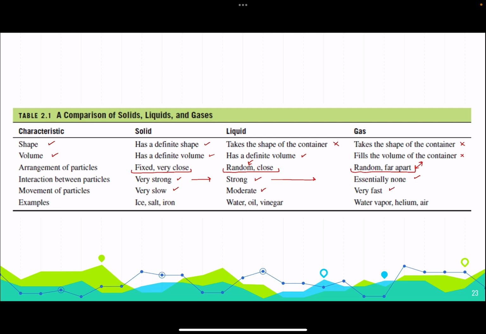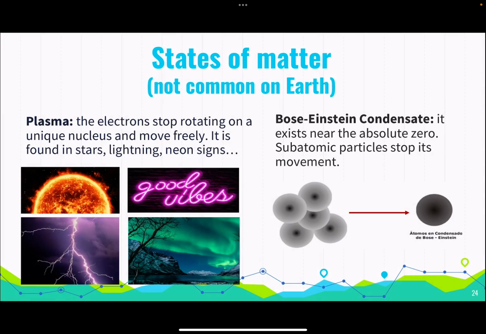And what are some examples? For example, in a solid, we have ice that we saw on our first slide. We have salt crystals. We can see them when we put it on our food. We have iron. For a liquid, we have water, of course, oil, vinegar are some examples. And for a gas, we have water vapor, helium, or air. Those are gas examples. So I told you that it's not everything solid, liquid, or gas.